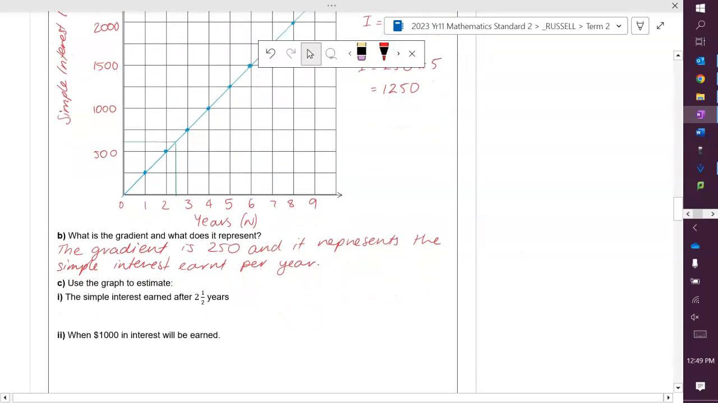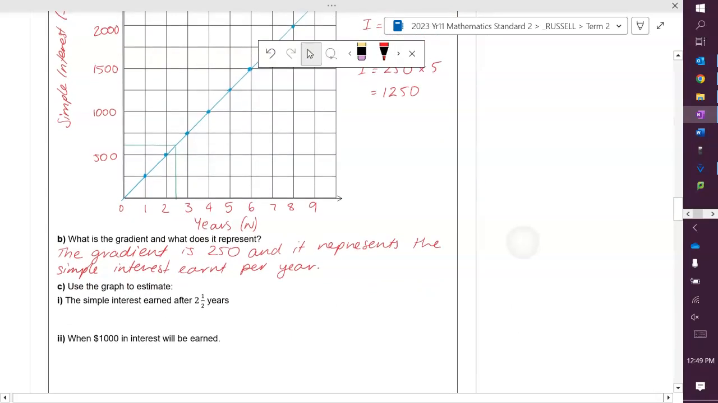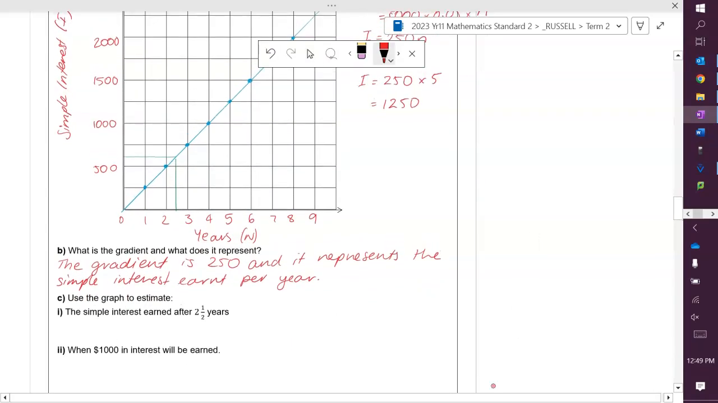So the next one says, use the graph to estimate the simple interest earned after 2.5 years. So if you were to go across to 2.5 years and up until you hit your line and then come across, and you can determine what that is. So we know if 2 is 500, 3 needs to be halfway between these two, so 750. To be entirely accurate, we would say 750 plus 500 divided by 2, so we find exactly what's halfway between, and that tells us $625 would be the simple interest earned after 2.5 years.